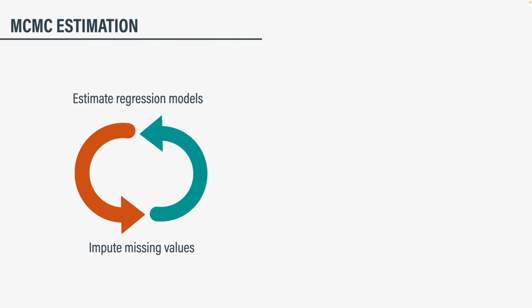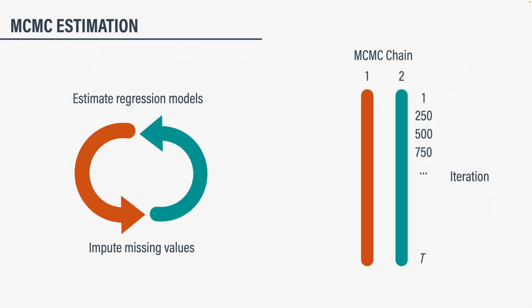Let's start with a quick overview of MCMC estimation. Broadly speaking, MCMC consists of two steps. First, Blimp estimates a series of regression models using the filled-in data. Next, it uses those resulting model parameters to construct distributions of missing values from which it samples updated imputations. These two steps are repeated thousands of times. By default, Blimp invokes two MCMC processes or chains using different starting values.